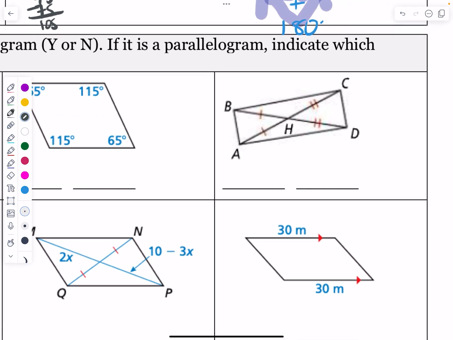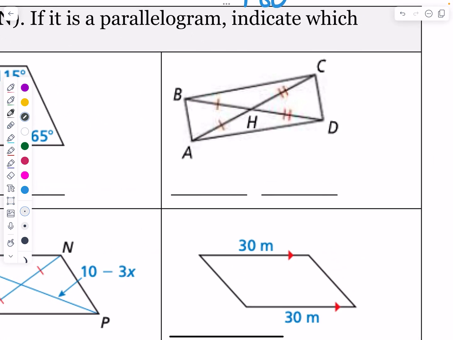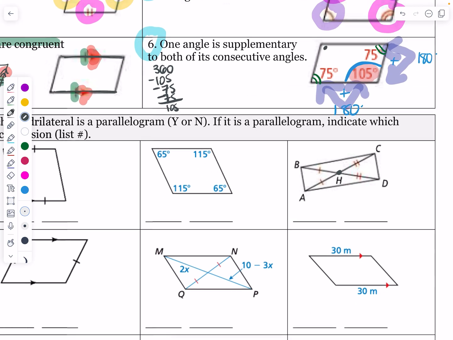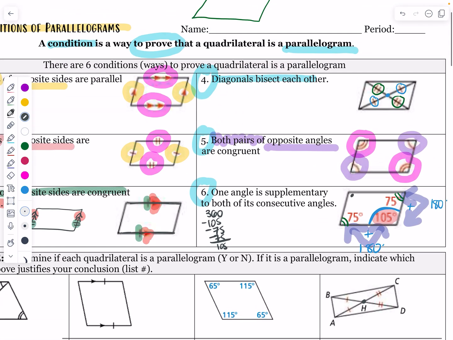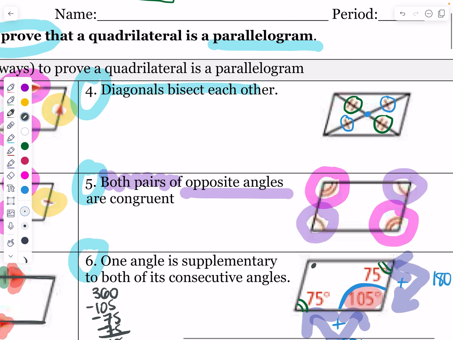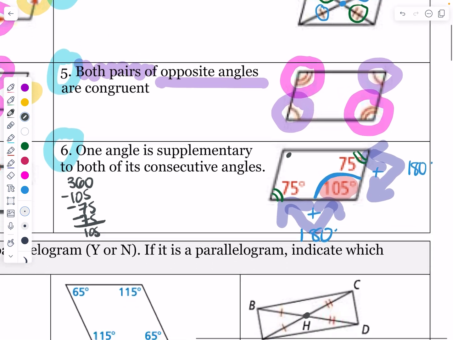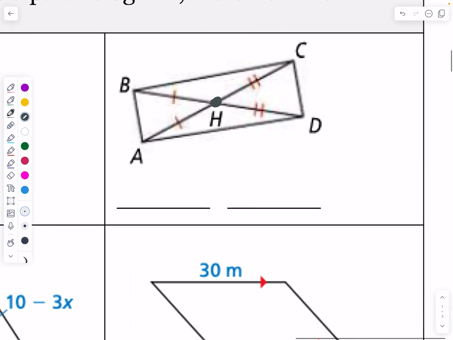So let's start with this one. This one right here is a little bit deceptive because it's got diagonals. So which of my properties looks like a diagonal pictured? That is going to be property 4, which says diagonals bisect each other. That's my condition, okay? So we don't have anything else marked. We have no parallel lines, but it says if the diagonals bisect each other, then this quadrilateral must be a parallelogram. It's a way to prove it.